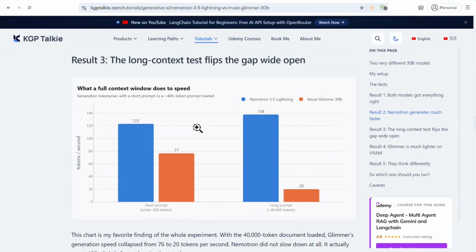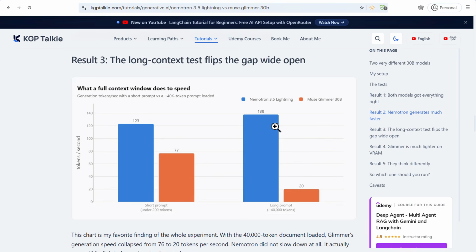Alright, cool. As you scroll down, one more thing you will notice is what happens when I increase the context. When the context increases, the generation speed of Muse Glimmer is reduced to only 20 tokens per second. This is very important to notice. So why is it happening? And you will notice that the Nemotron generation speed has not decreased at all. In fact, it has increased.